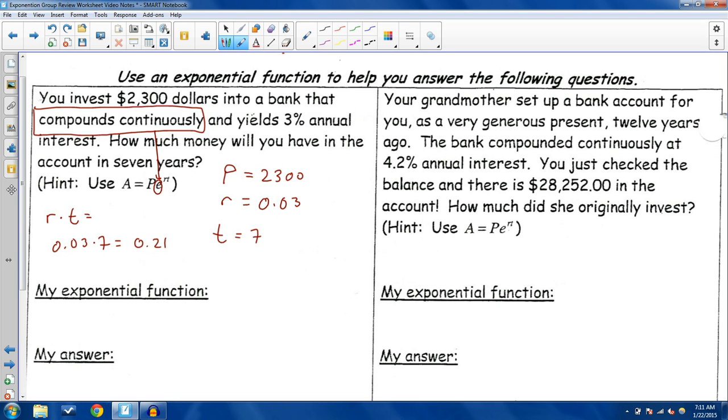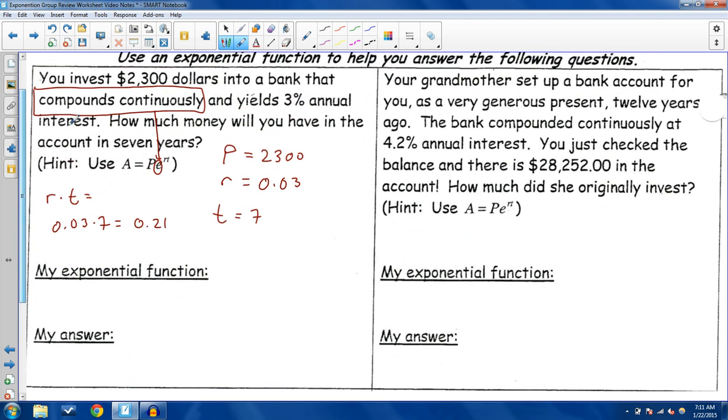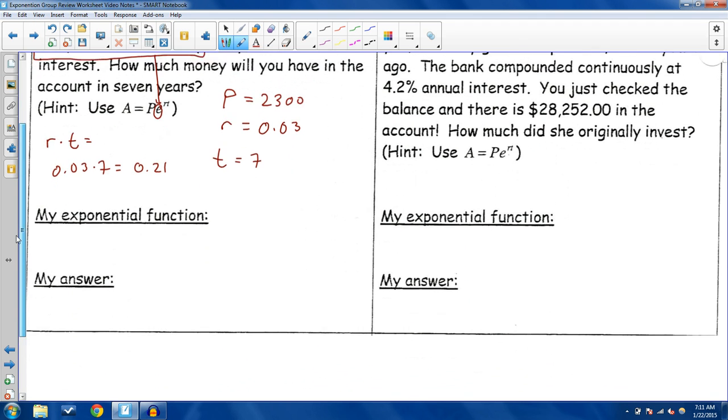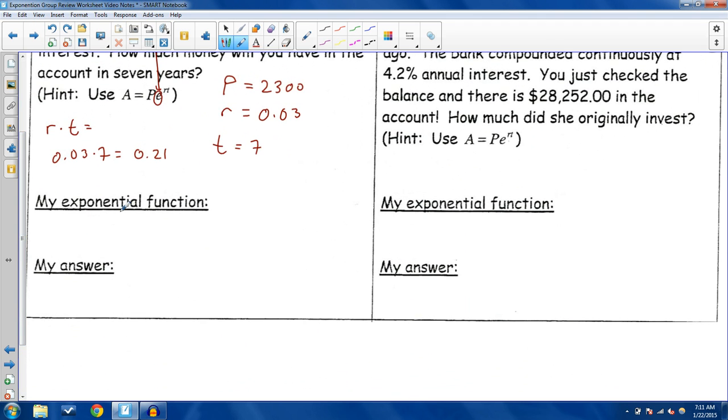It yields 3% annual interest, so every year you get 3% more interest than you previously had. Not 3%, 3% more. So your exponential function, if you just want to write it as y equals a b to the x, you're solving for a. This is 2,300 times e to the 0.21 power. That's all you're plugging in.